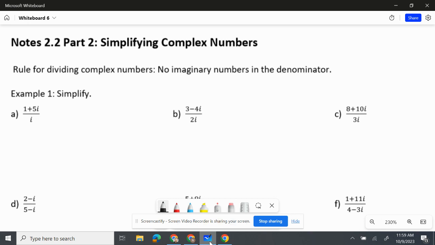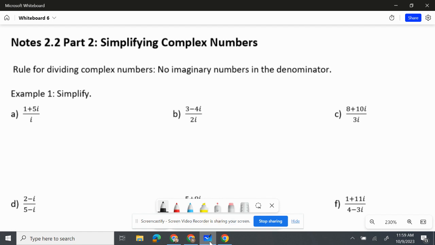What we're going to do is continue simplifying complex numbers. We've added, subtracted, and multiplied complex numbers. Now we're going to divide complex numbers. The problem with division is that you need the denominator not to be an imaginary number. So we're going to be eliminating the imaginary number in the denominator.